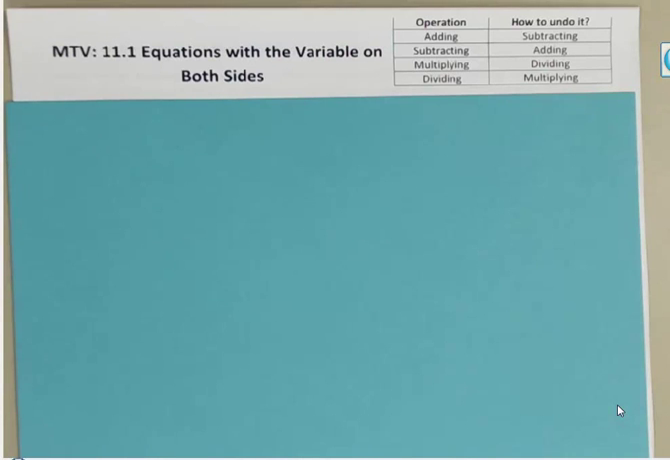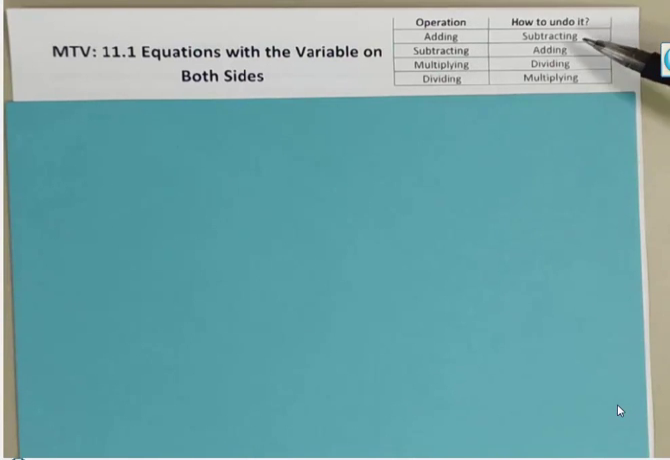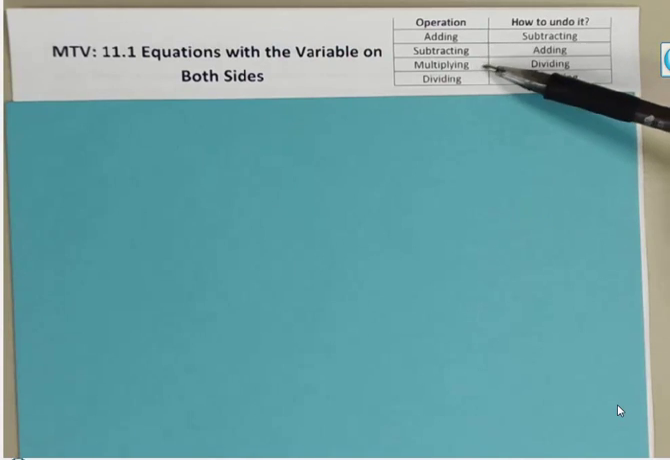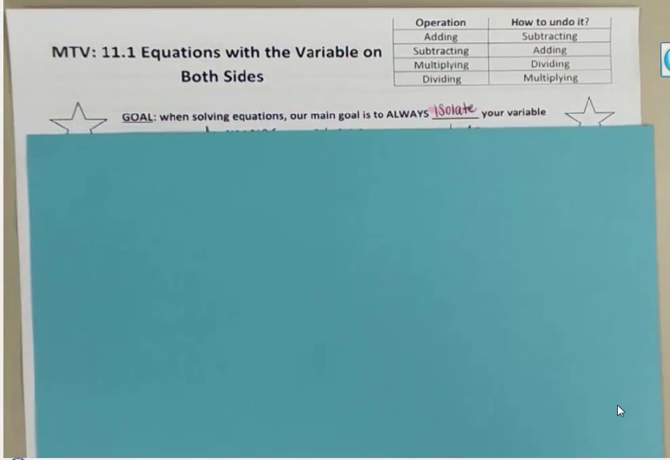be looking at equations with the variable on both sides. Alright, first I want to review what an inverse operation is. So inverse operation is just the opposite. So if we're adding, how do you undo it? The inverse is subtracting, subtracting is adding, multiplying is dividing, dividing is multiplying. It's just the opposite. Alright, so what is your goal?